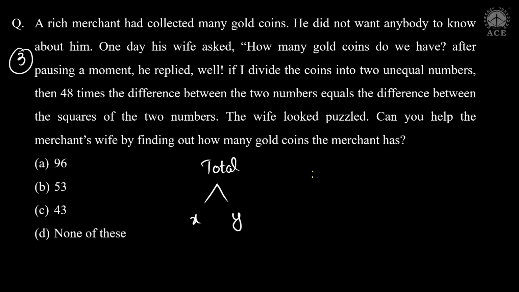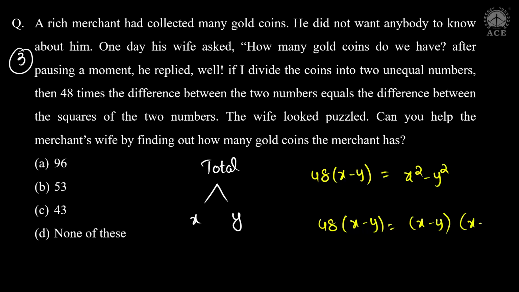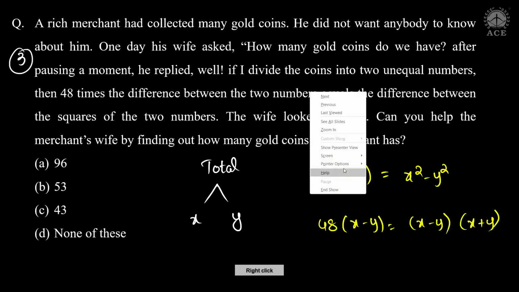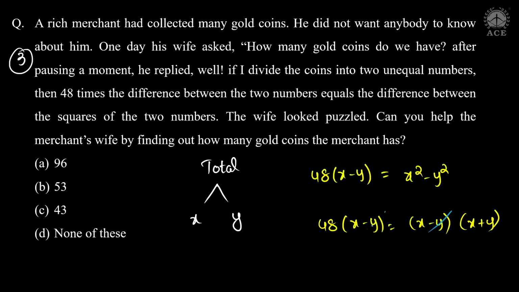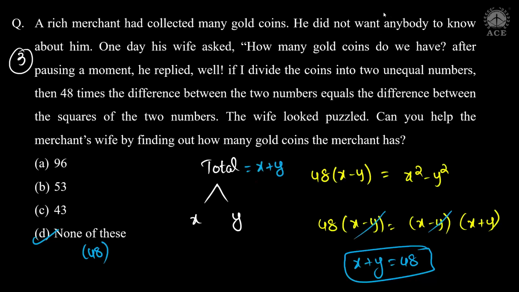They mentioned 48 times the difference between the two numbers is equal to the difference between the squares, the difference between x square and y square, my dear friends. So here, x square minus y square can be written as (x minus y) into (x plus y). Now if you calculate this, we get x plus y equal to 48. This x plus y is the total number of coins. The merchant divided them into two unequal numbers x and y, so the total number of coins that the merchant has is nothing but 48, my dear friends. Excellent, Meghana. Good, appreciating your efforts.